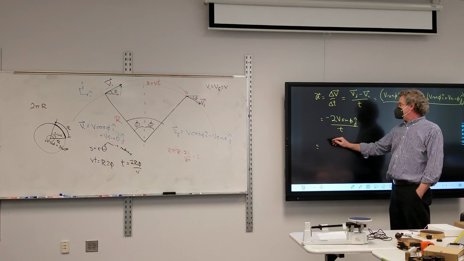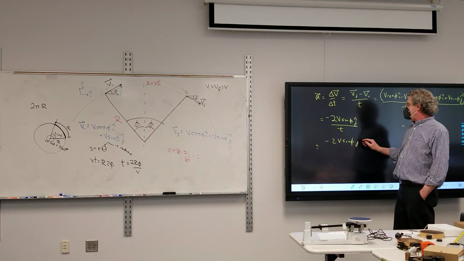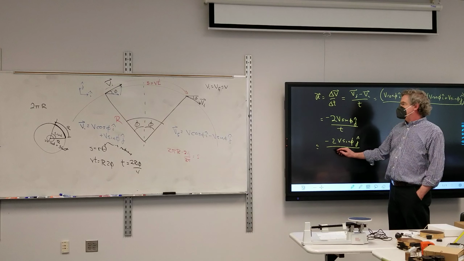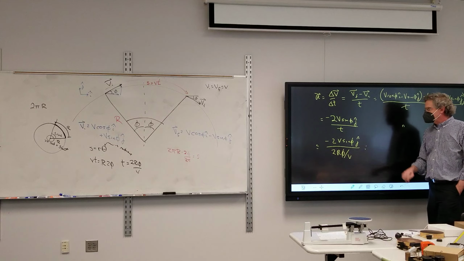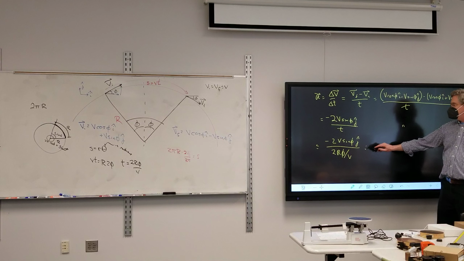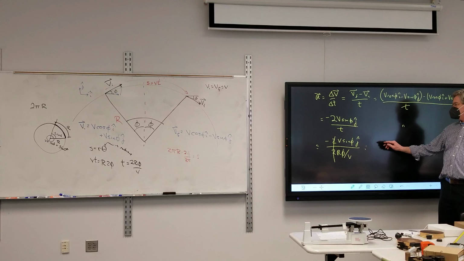So I can make that substitution. So I got minus 2 v sine phi j hat divided by 2r phi divided by speed. Well, I'm dividing by a fraction, same as multiplying by the reciprocal. The 2's cancel out, and so I end up with negative v squared sine phi j hat divided by r phi.